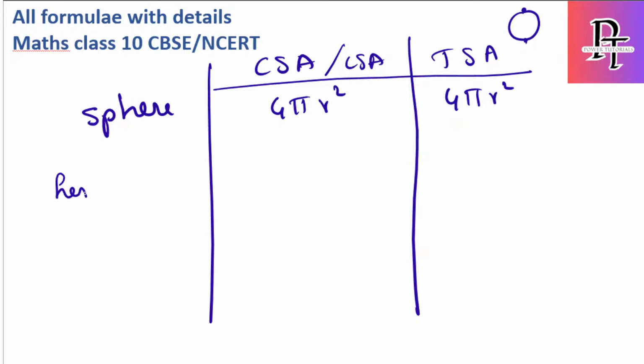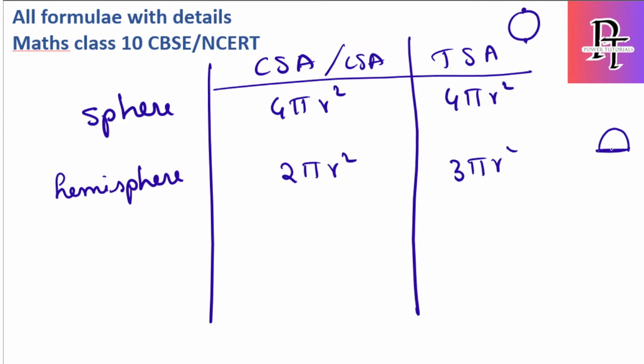What about hemisphere? Hemisphere is half a sphere, or I can simply say if a sphere is a ball, then half of the ball is a hemisphere. Okay, so the hemisphere CSA formula will be 2 pi r square, whereas TSA will be 3 pi r square. Why is there a difference here? Because here we have a surface which is a circle in shape. So that's why we need to add pi r square as well for hemisphere.